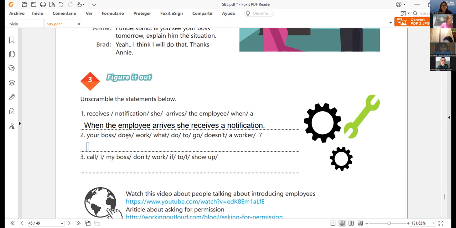Falta algo. Falta como el when. What does your boss do? Maybe when. What does? When the worker doesn't go. Worker. Y falta el when, ¿verdad? Yes. Falta el when. Sí. When a worker. What does your boss do? When a worker. When a worker doesn't go to work. Exactly. Sí, falta el when. Yes. When a worker.